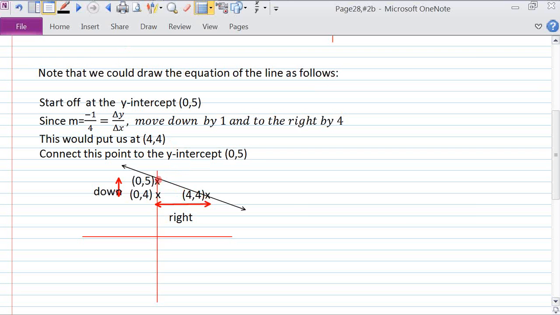I'm sorry that this line here doesn't fall right on the x. It should. We move down by 1, and we move to the right by 4. That takes us to this point here.